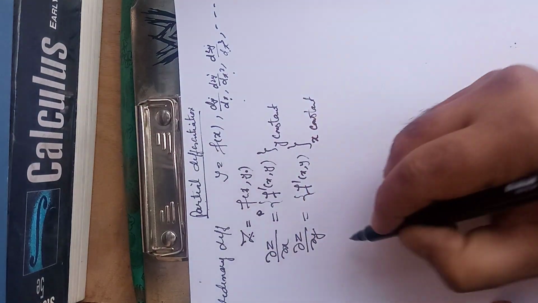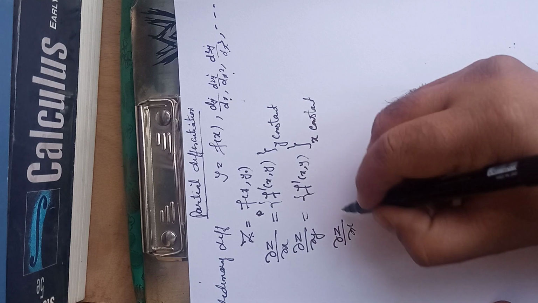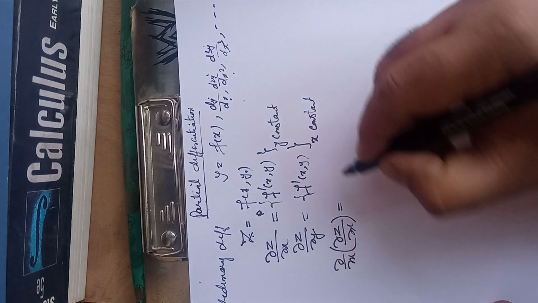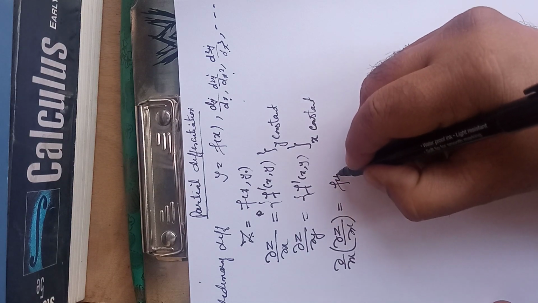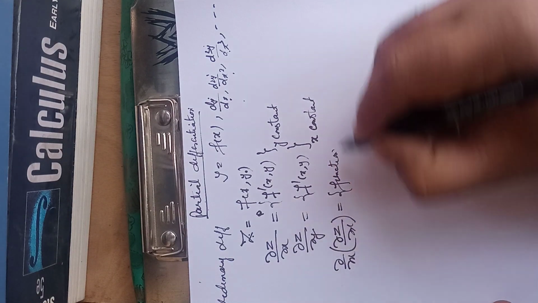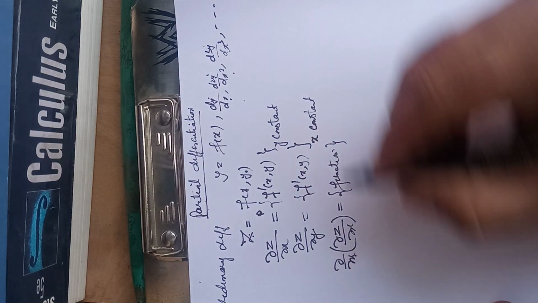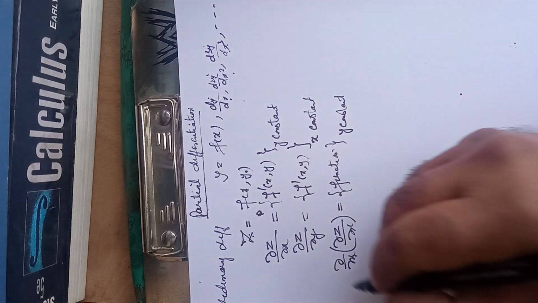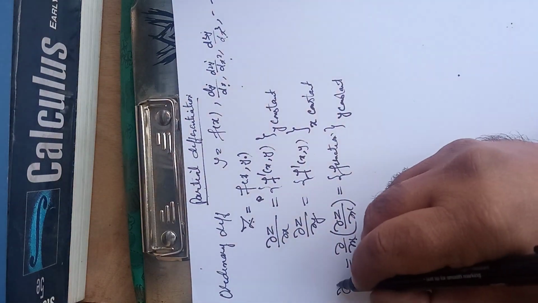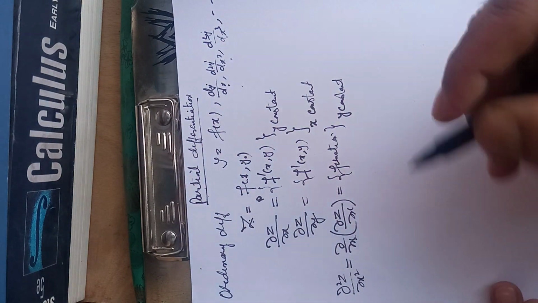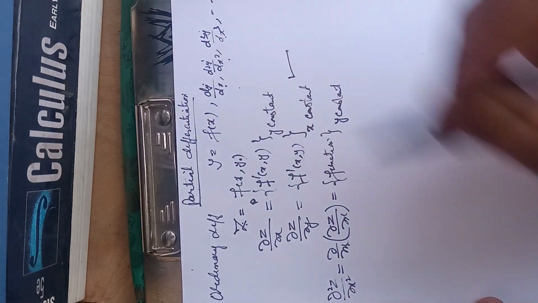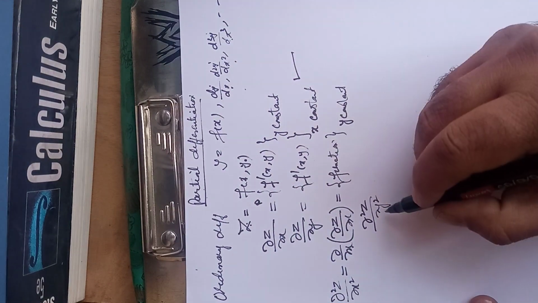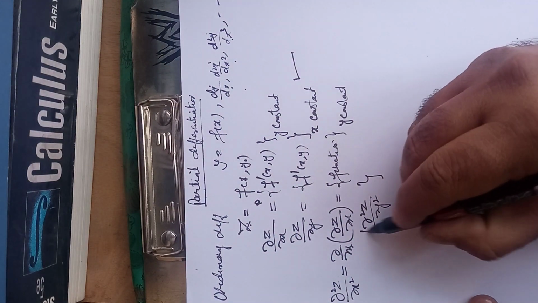Again, if you have del z by del x, this will be some function. If you differentiate this again with respect to x, then this will be some function. But again, when you are differentiating with respect to x, you have to treat y constant. This derivative is denoted by del 2z del x2. Similarly, if you differentiate this function with respect to y, you will get del 2z del y2. Again, you are differentiating with respect to y, you have to treat x constant.